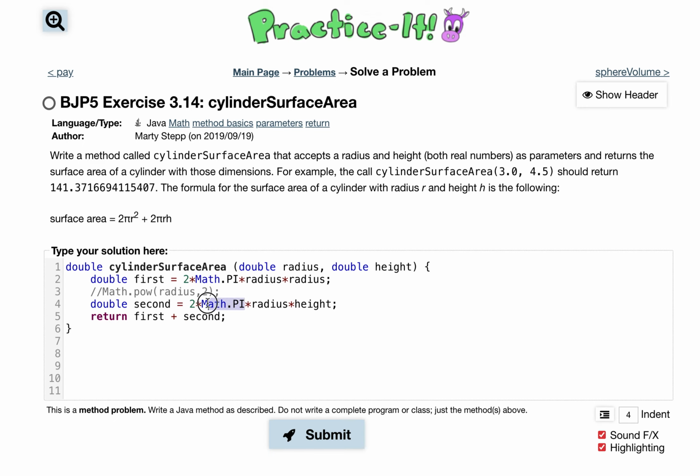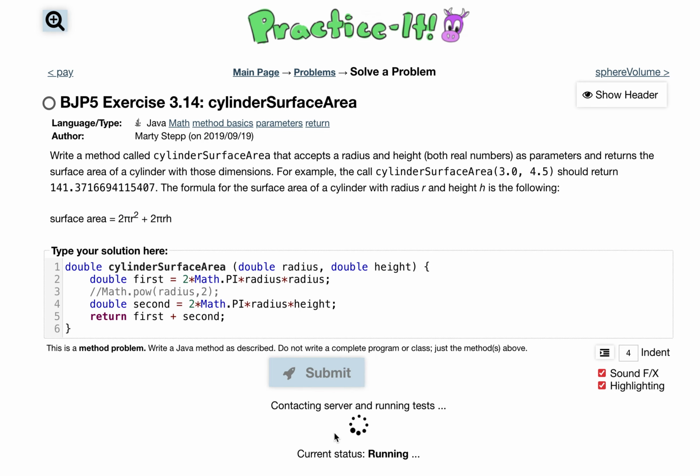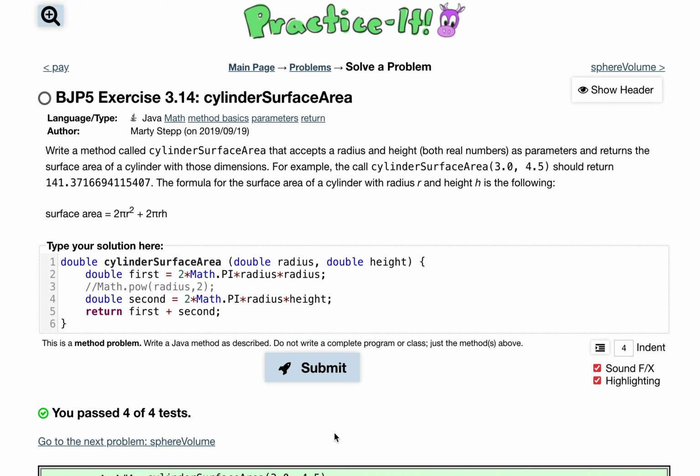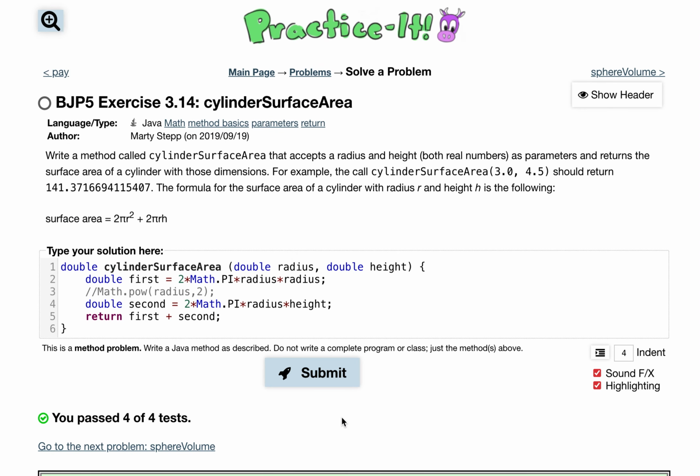Again, the only thing that's really special here, it could be math.pow, but it's also math.pi, which will just return the value of pi, which is that symbol right there. Let's submit this, and we have passed all 4 tests. Again, there are many other ways to do this, but this is just one. For example, you can make this all into one line, but this is just one way of doing it.